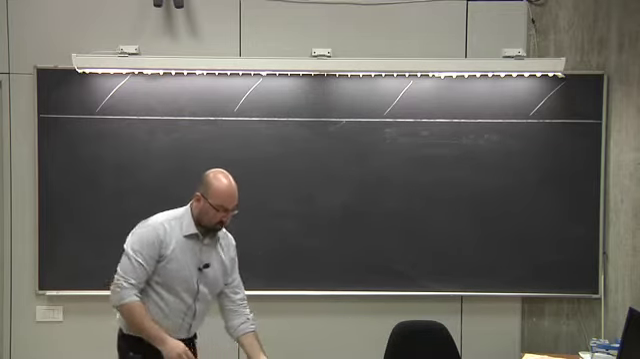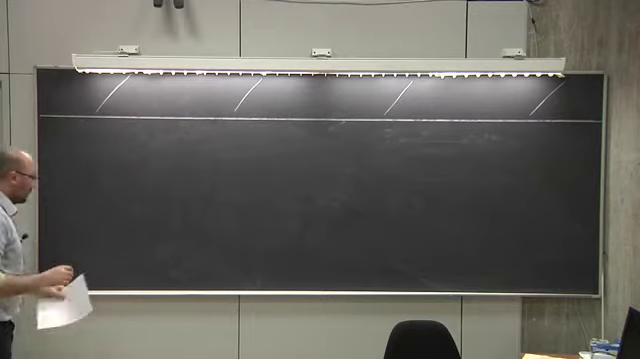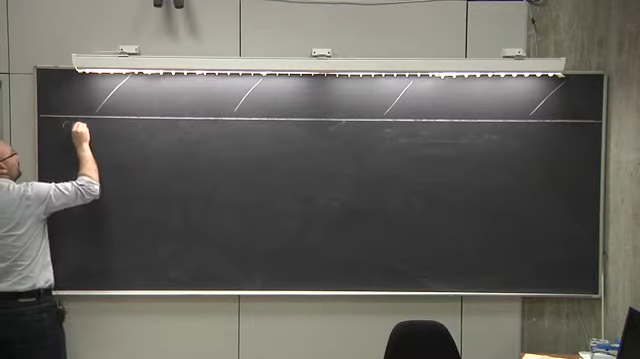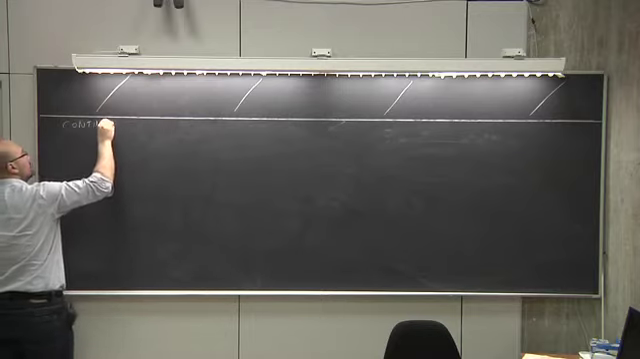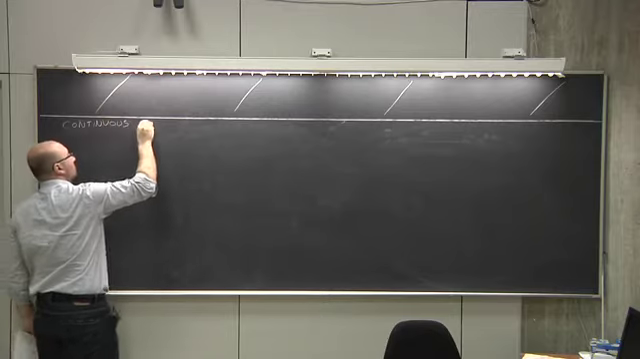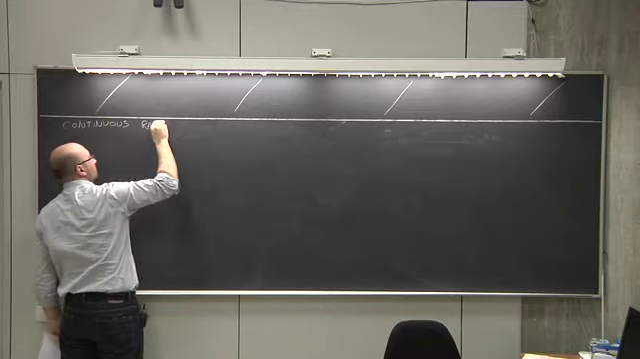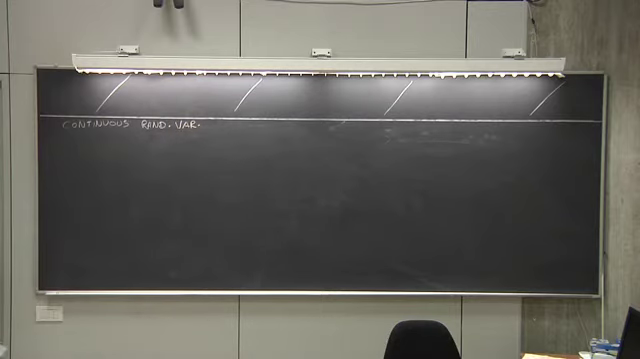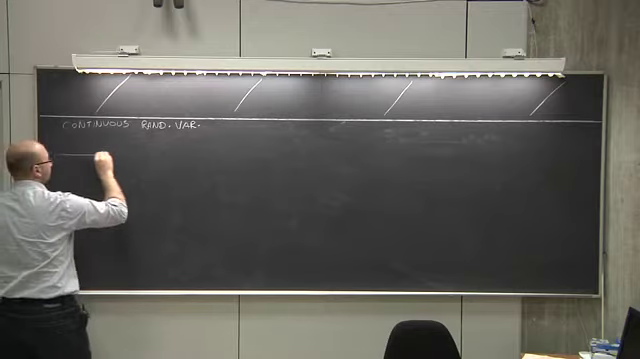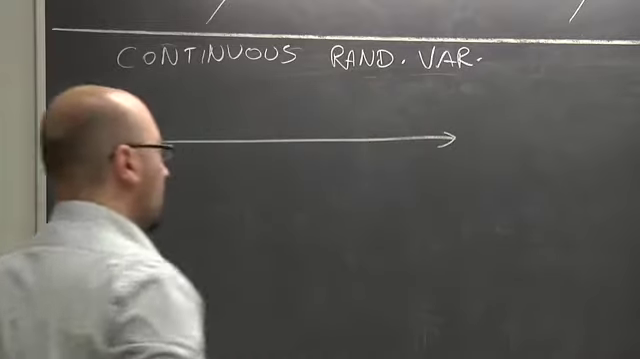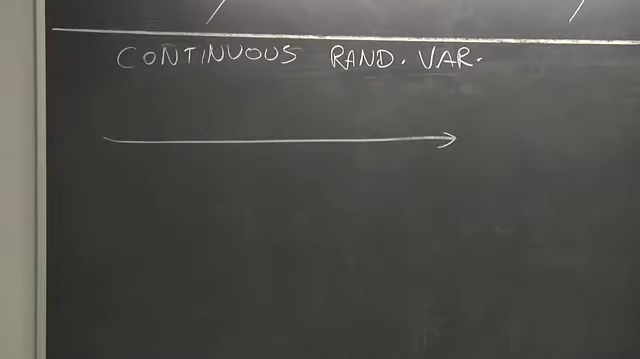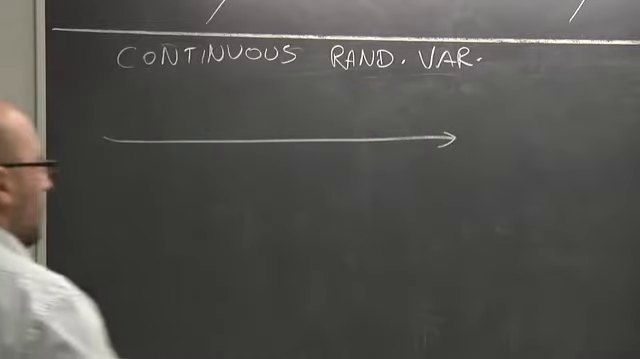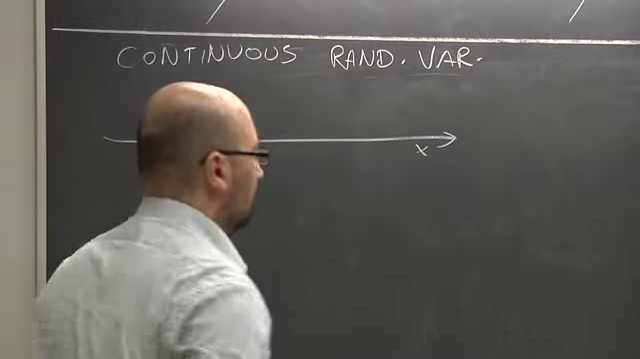Okay, so let's now talk about continuous random variables. Let's take the simplest case of just a single real variable. Let's call it x.